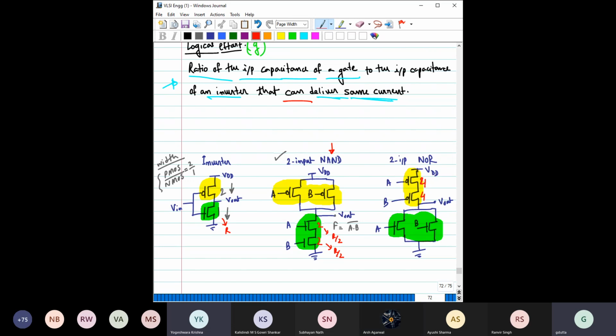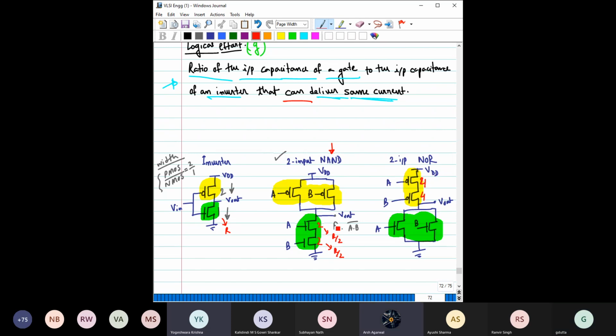Sorry, am I missing something? No, Arsh, what is your question? Could you please reframe your question and tell me? Sir, I was asking, for the two-input NAND, we put R by 2 and R by 2 there, and that became R. Right. Okay.